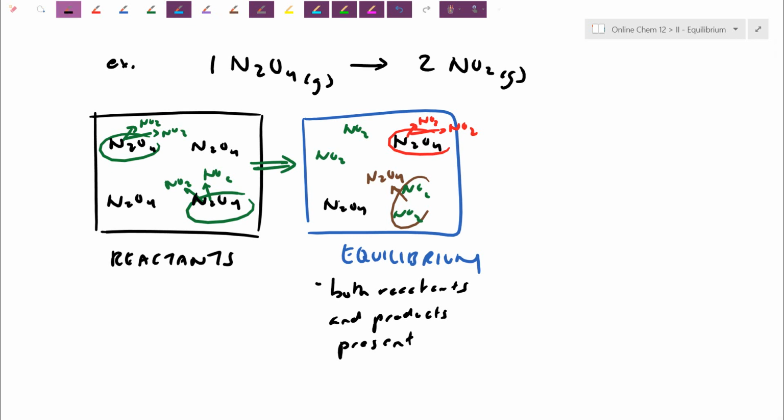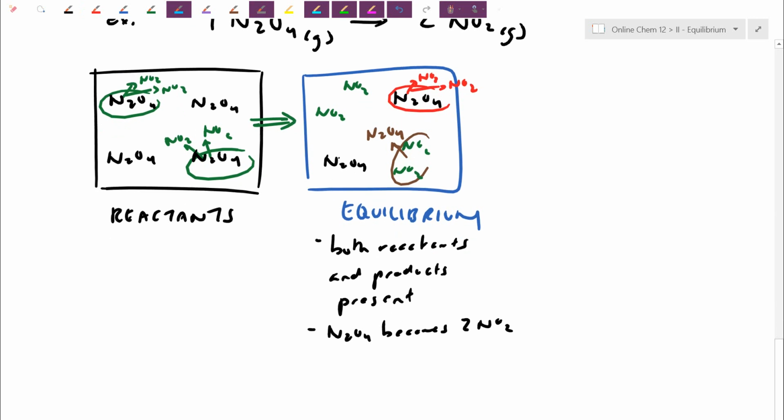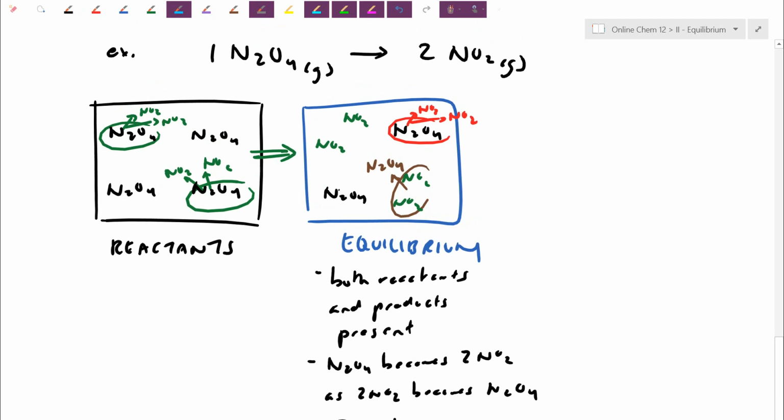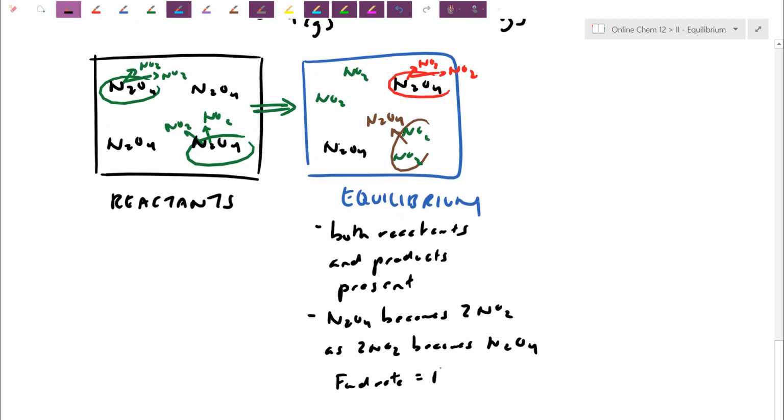Essentially, the rates have to equal. So N2O4 becomes 2NO2 as 2NO2 becomes N2O4. That's what we mean by forward rate equals reverse rate. The rate at which the N2O4 decomposes is the same as the NO2 synthesizing and joining together, notice that their rates are equal. That's the key in this chapter, right? The speed at which we're doing the changes are the same. The concentrations are going to be constant in time.